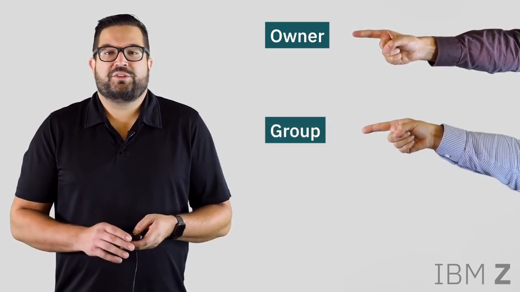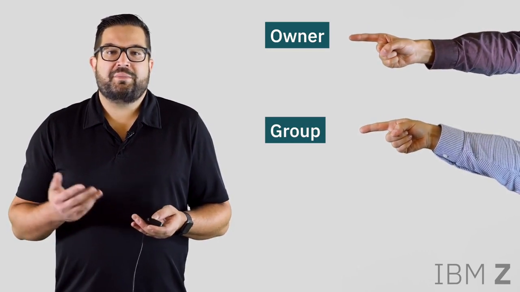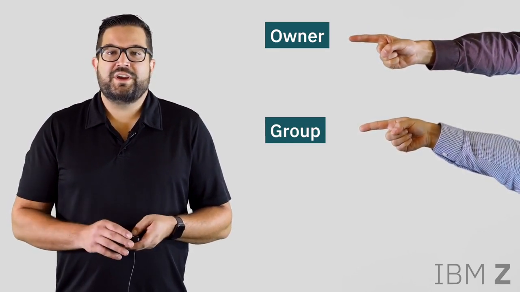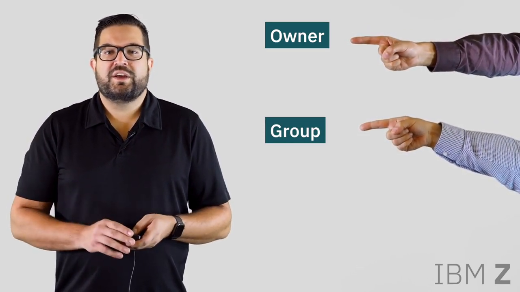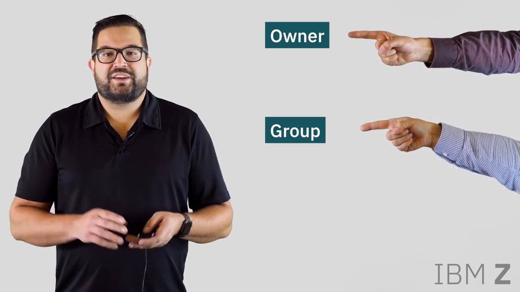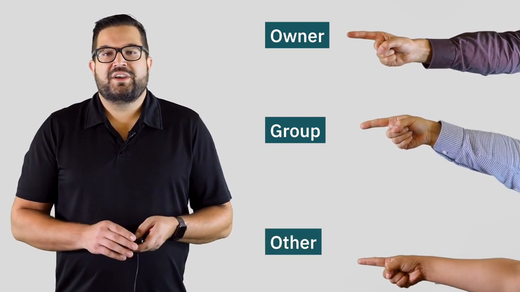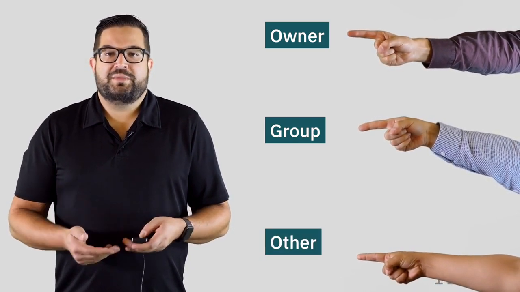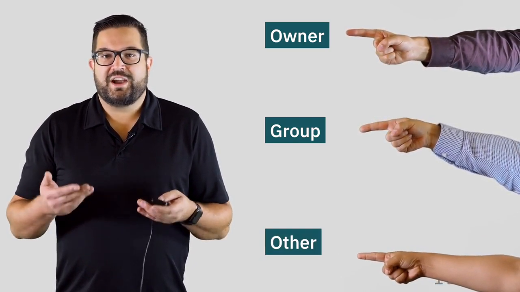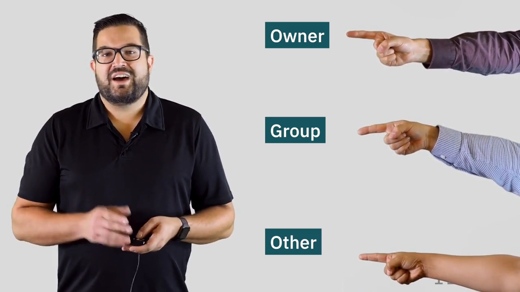The next section is for the group. A file is also associated with a group, and I might have a file that my coworkers need to read, but I don't want them to write to it, so I can set that up with just read access for them. The last group is for other, for everybody else. If I want other people who aren't me or people who aren't specifically in that group to have some sort of access, I set those permissions here.